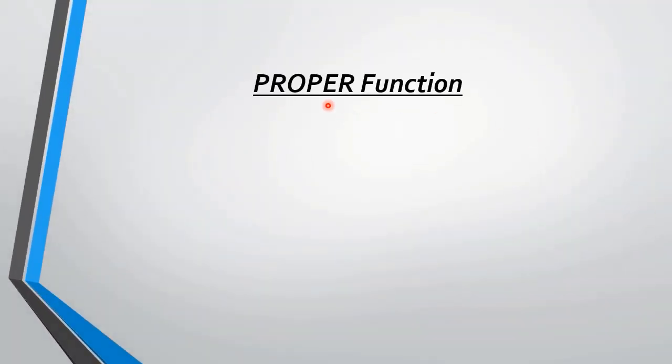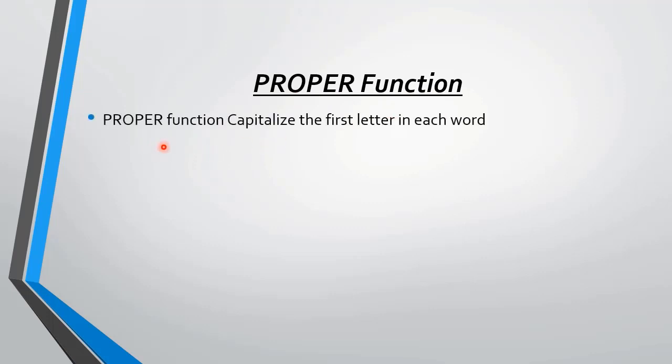Okay, the first one we talk about is the proper function. So what is the proper function? Look at the meaning of this one. The proper function is used to capitalize the first letter in each word. I think this one is not difficult because it's similar to lowercase and uppercase, which convert the letters to lower or uppercase. Now look at the syntax. You just type the name of the function, proper, and the argument in the middle is the text that you want to convert to capitalize.